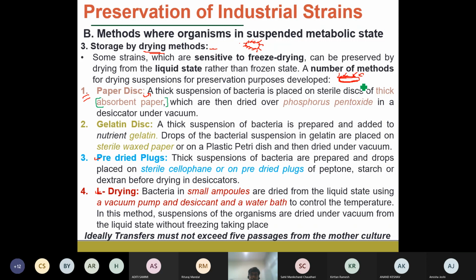the bacteria that is there, and with the media components that will get adsorbed onto the surface of this type of papers. Okay, and then they are dried over the phosphorus pentoxide in a desiccator under vacuum. So when we are doing the means of vacuum drying, what will happen? The phosphorus pentoxide is used because it efficiently removes the water. Whatever excess water, that is free water.